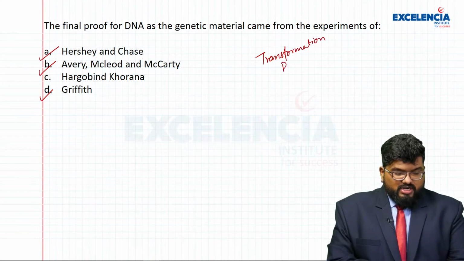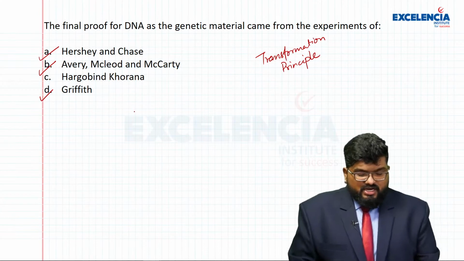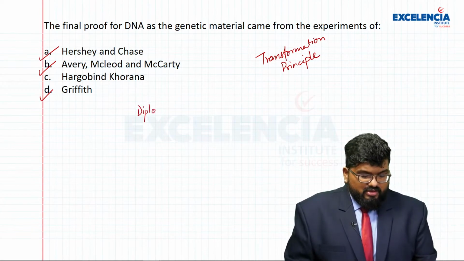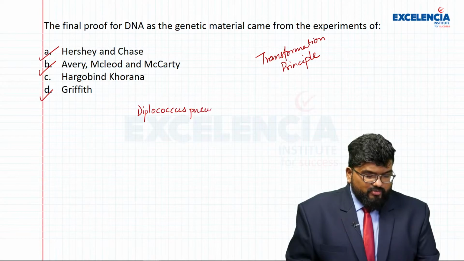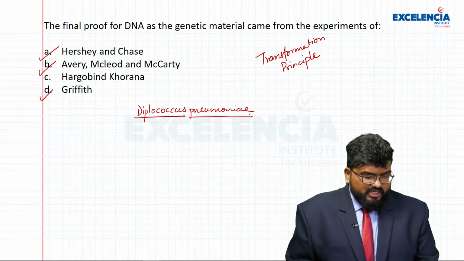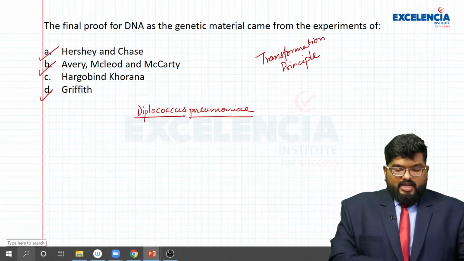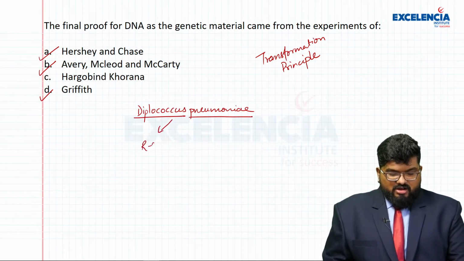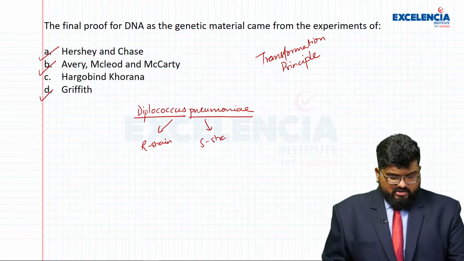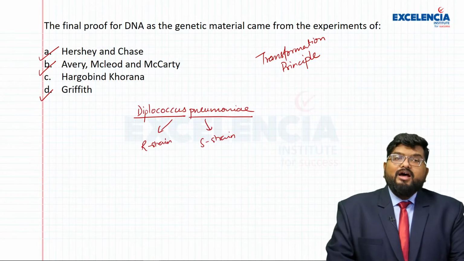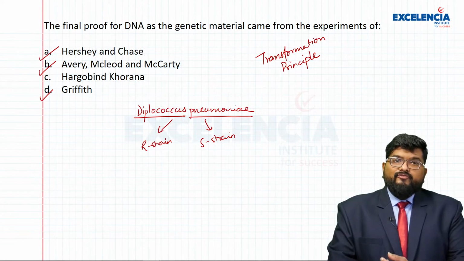So what did he do? His experiment was pretty simple. He studied Diplococcus pneumoniae, which is an organism that causes pneumonia. It's in the name there, right? Pneumoniae. It has 2 strains, R strain and S strain. The R strain is the rough strain.